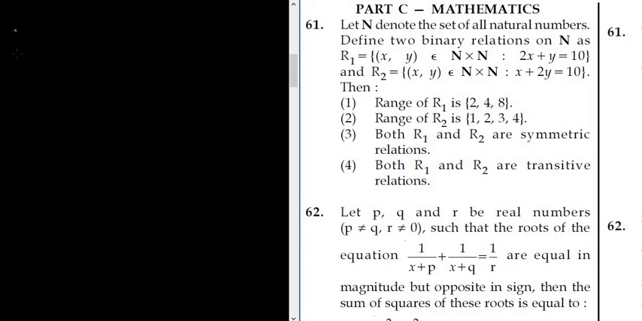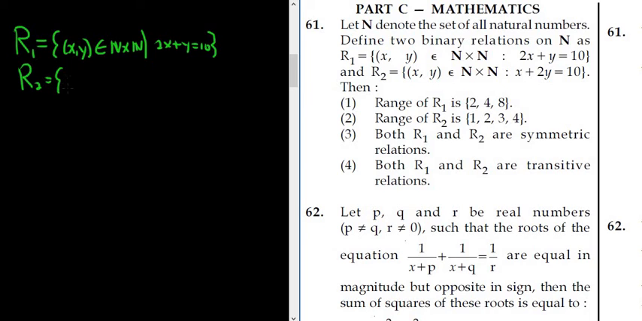So we have R1, and this is the set of all ordered pairs (x, y) in N cross N, such that 2x plus y equals 10. And R2 is very similar. It's the set of all ordered pairs in N cross N, such that x plus 2y equals 10.